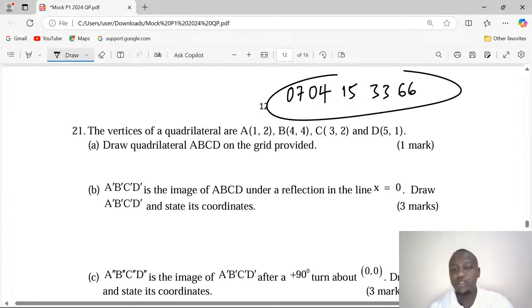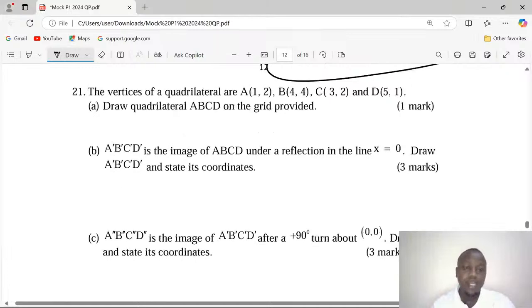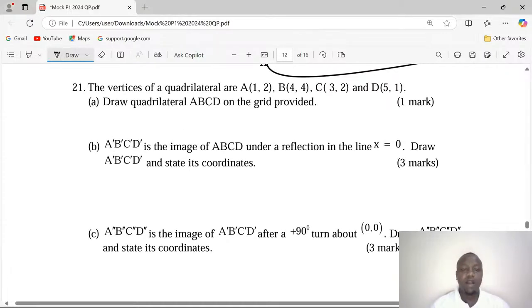Yeah, 3366. The vertices of a quadrilateral are 1, 2, 4, 4, 3, 2, 5, 1. Draw the quadrilateral on the grid provided. So we're going to draw the quadrilateral.